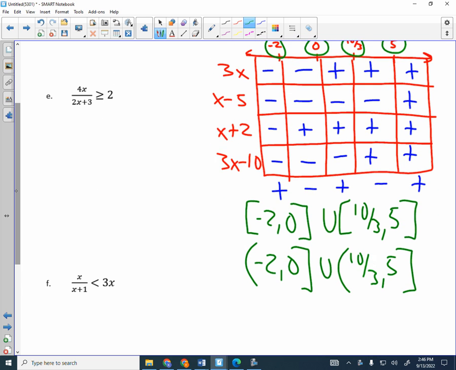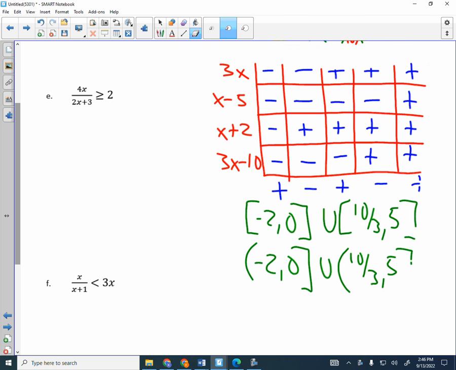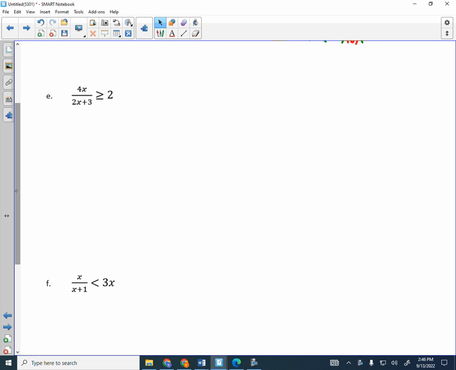So what do you notice is different about letter E? Yeah, it's not greater than or equal to 0, and that's a problem. We want to set it greater than or equal to 0 so we can just focus on positives and negatives. So what are we going to have to do with that 2? Subtract it over. So 4x over 2x plus 3 minus 2 over 1 is greater than or equal to 0.